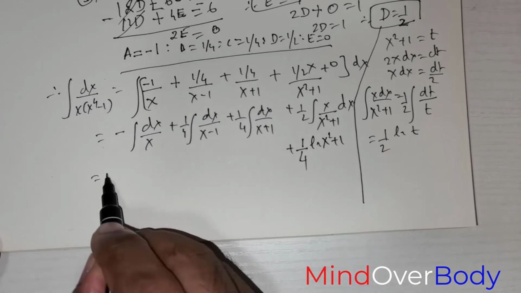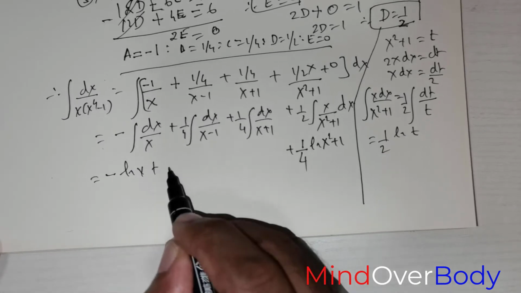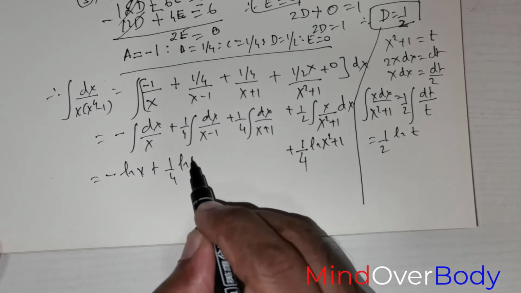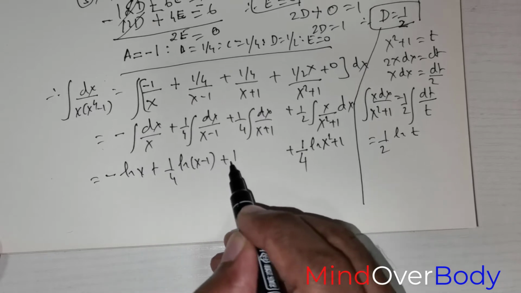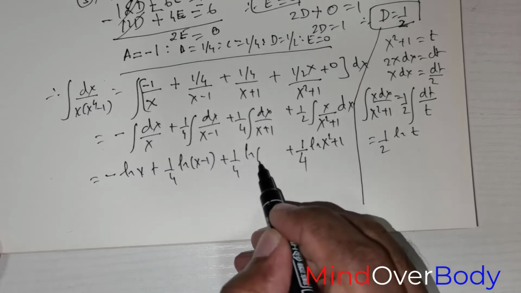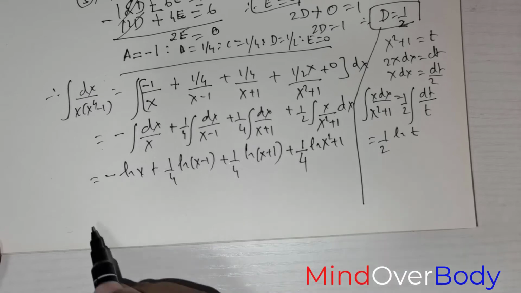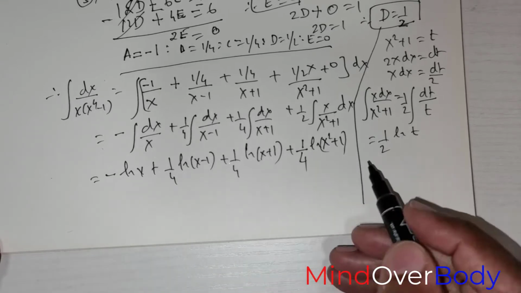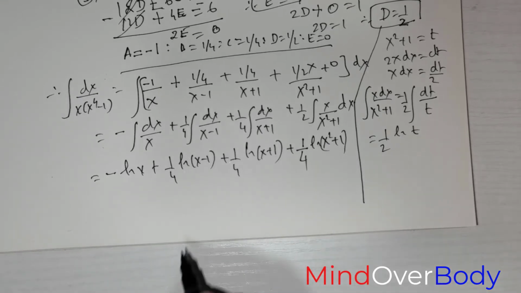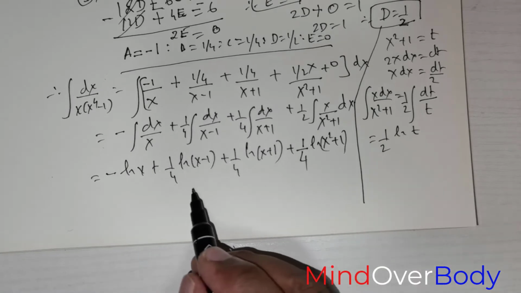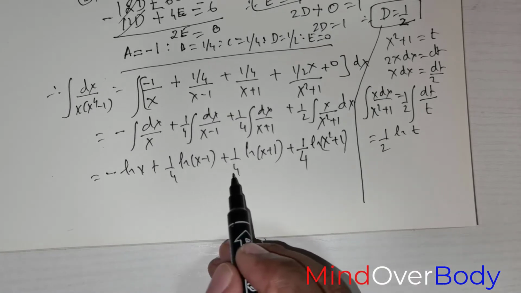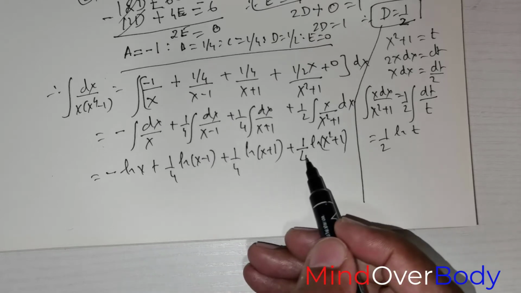And this is going to give me negative ln x, this is going to give me 1 over 4 ln of x minus 1, and this is going to give me 1 over 4 ln of x plus 1. So this is the result. However, we can rearrange them. See, for example, we can take 1 over 4 out. In fact, I've got 1 over 4, 1 over 4 all through.